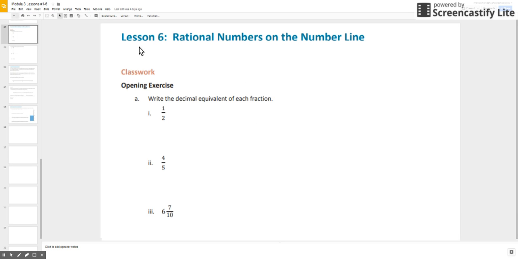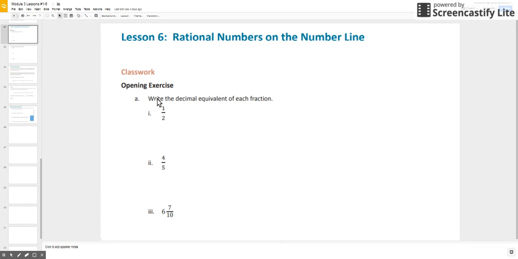All right, hello students. Today we're on lesson 6, rational numbers on the number line. So let's go ahead and do this opening exercise. Hopefully it should be a little review of our understanding of decimals and fractions and how they relate. So for A, I, double I, and triple I, it says write the decimal equivalent of each fraction.